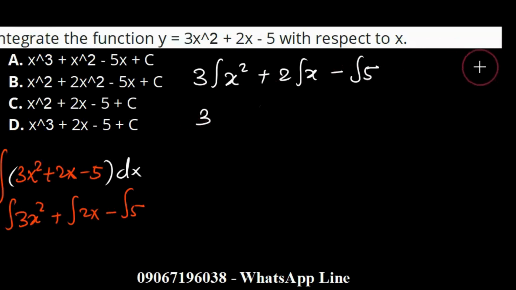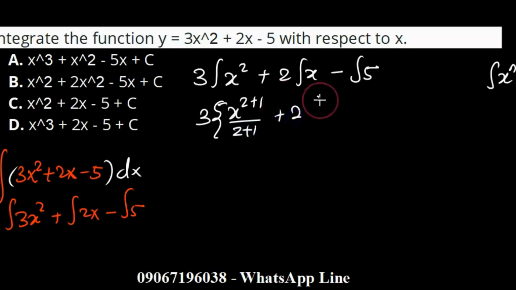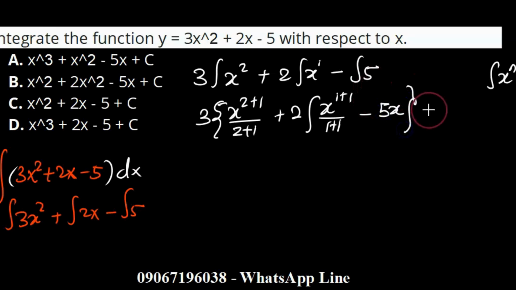Now let me give you a brief formula for integration. The integral of x raised to the power n is going to be x^(n+1) divided by n plus 1. Using that formula, this is going to become x^(2+1) divided by 2 plus 1, plus 2 into x^(1+1), because there's an invisible 1 here, all over 1 plus 1, minus the integral of 5, which is going to be 5x. Then put in plus c.